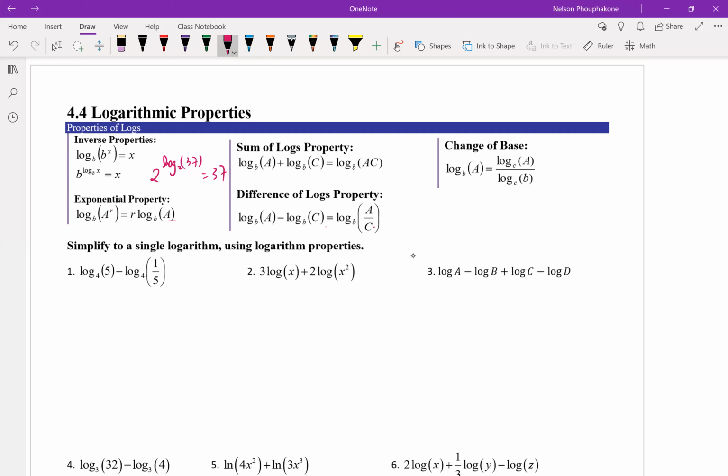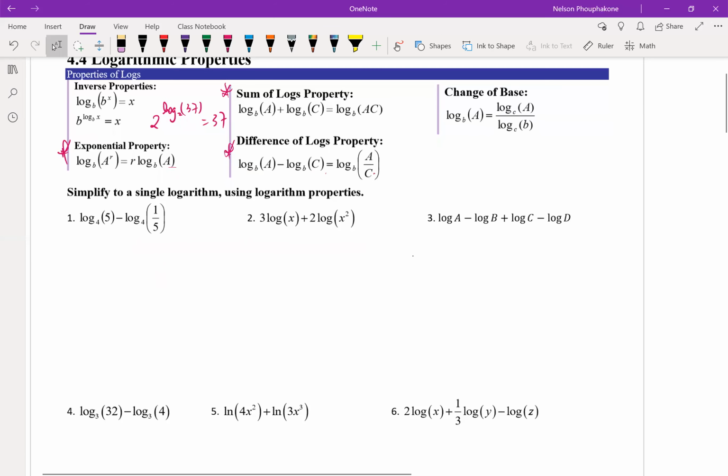In this section, we are going to use these three a lot. So let's see how we use those. First, I would like to introduce how we simplify to a single log using logarithm properties.